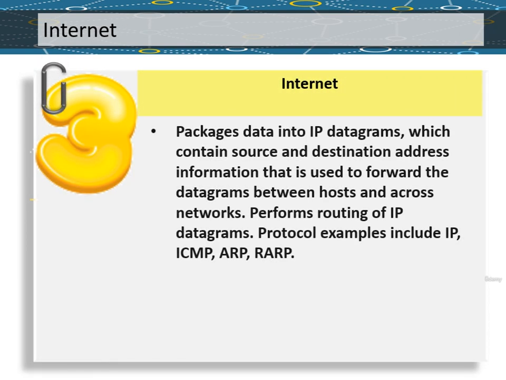Number 3, internet. Packages data into IP datagrams which contain source and destination address information that is used to forward the datagrams between hosts and across networks. Performs routing of IP datagrams. Protocol examples include IP, ICMP, ARP, RARP.